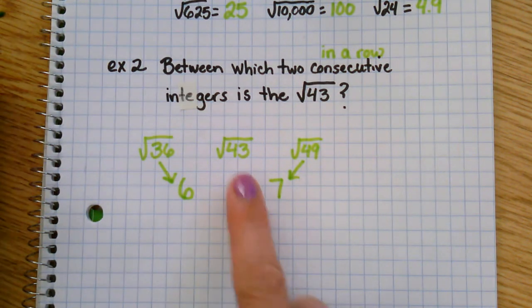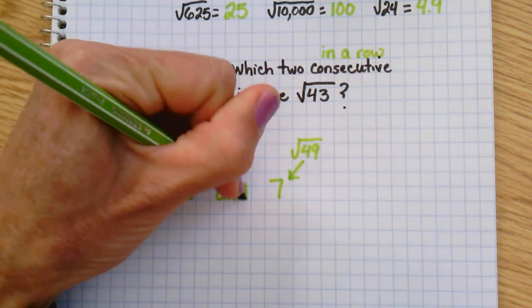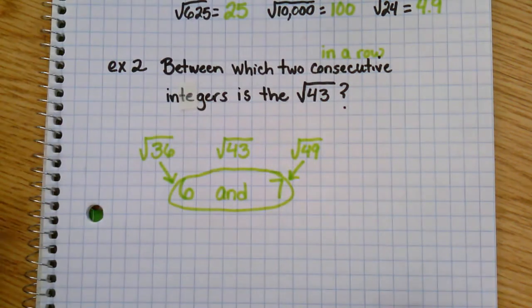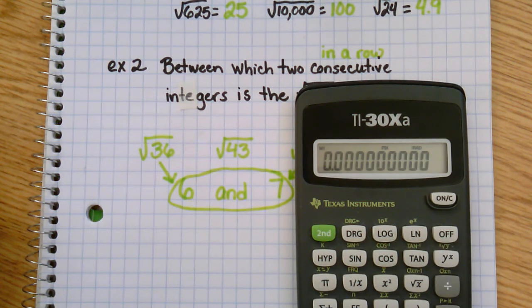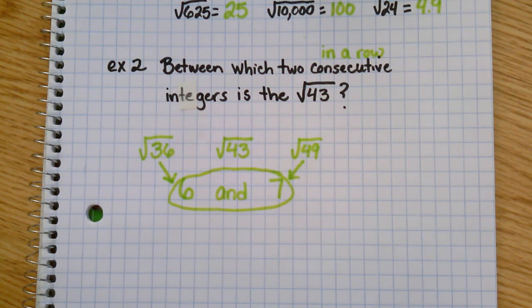So it looks to me like the square root of 43 is going to be between 6 and 7. Now we could always use our calculator to check that. So let's see, what is the square root of 43? 6.5, etc., or it would round to 6.6, which is indeed between 6 and 7.